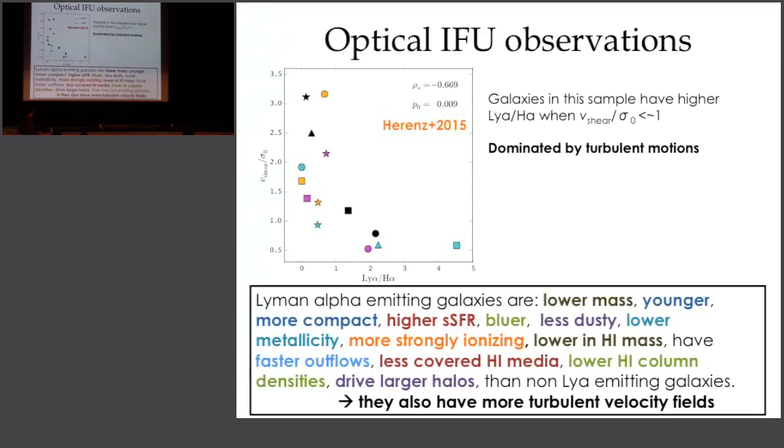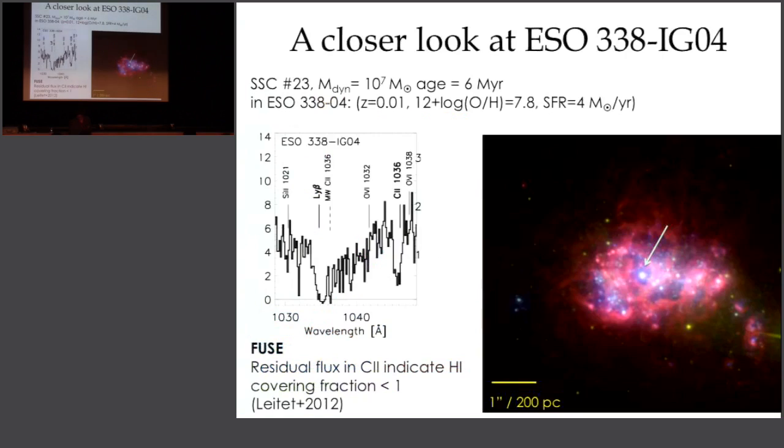So here's my list now, which is growing to proportions where it's starting to get annoying, but that's intentional. There's hopefully a method in this, but they also have more turbulent velocity fields. Okay, so I'm going to give now a closer example. That's 10 minutes, right? Yeah, I'm probably good.